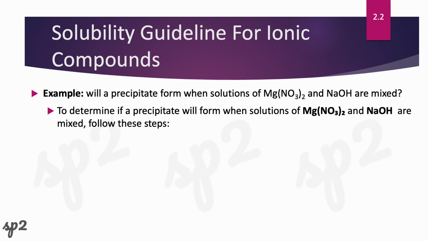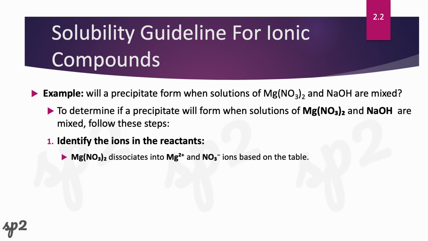So here's an example. It says, will a precipitate form when we have a solution of magnesium nitrate and sodium hydroxide? So we're mixing these two, okay? To determine if we have a precipitate or not, I need to look at my 3 steps, right? Let's take a look at step number 1, which is identifying the ions for our reactants.